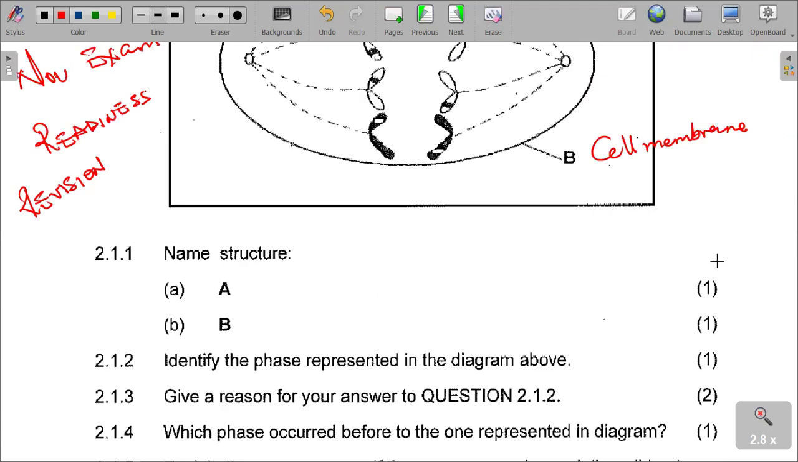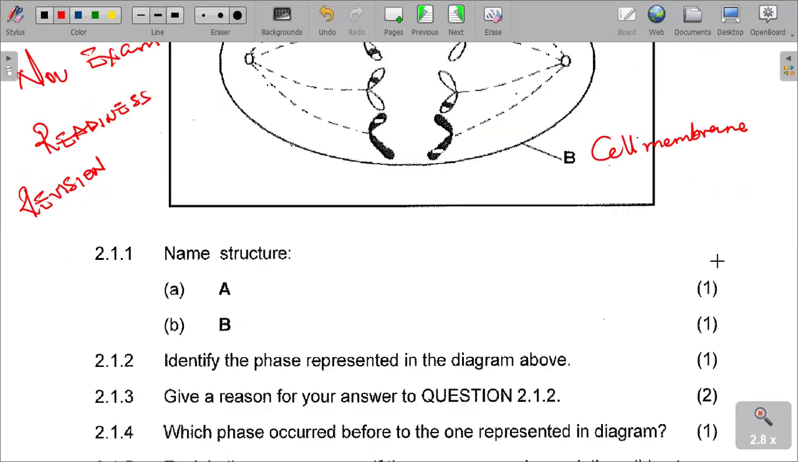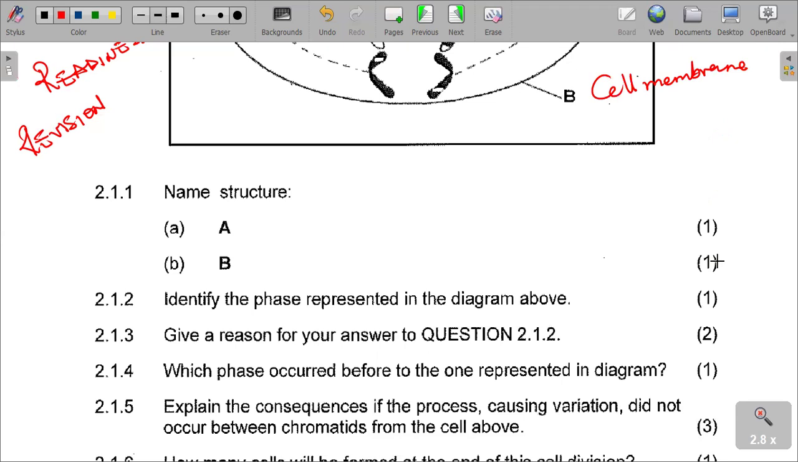Our next question says identify the phase represented in the diagram above. Which phase is shown there? As you can see, we have the chromatids, and in terms of your understanding of meiosis, you can see this is anaphase 2. And then the question says give a reason for your answer. Why do we say that it's anaphase 2?